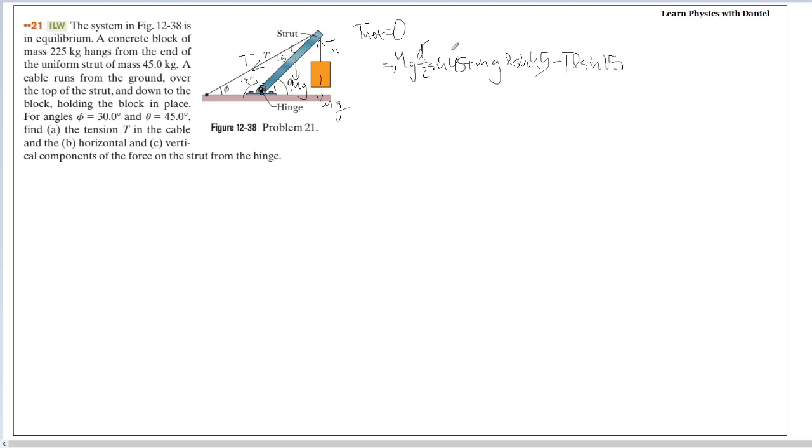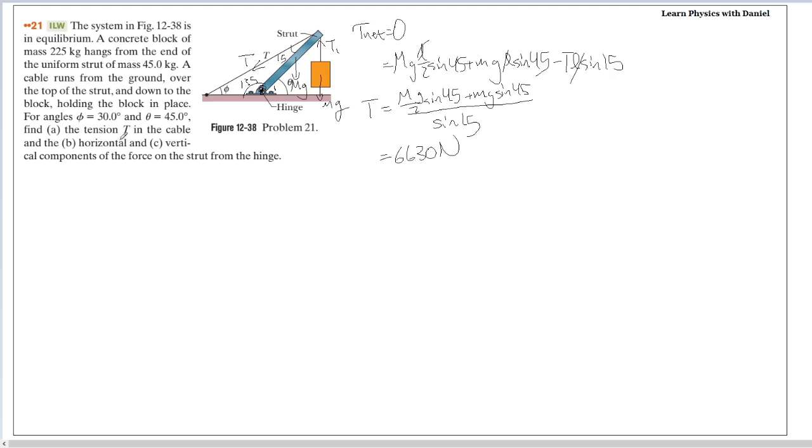So from here we can cancel the L. We get that T equals mg over 2 sine 45 plus mg sine 45 all over sine 15, which we can do by adding this over and dividing by sine 15. And we plug all of our numbers in to get that T is 6,630 newtons.